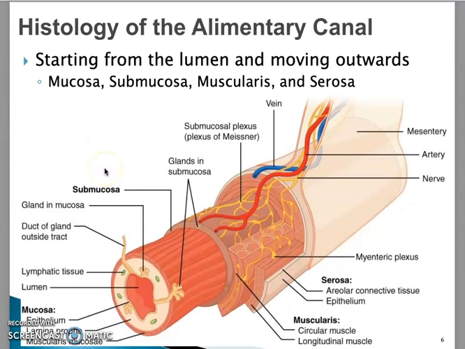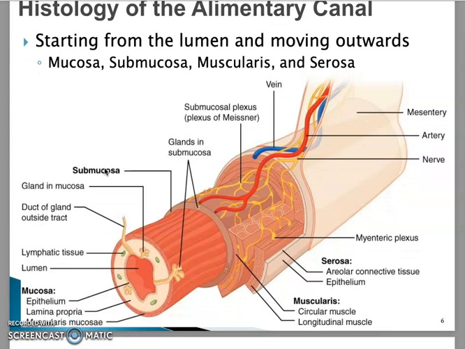So here is the actual histology of the alimentary canal. When we're looking at this canal, we're going to start from the lumen here. That is the middle portion of this smooth muscle of the GI tract. You're going to start from there and move outward. So here's the mucosa layer. From there you move to the submucosa, which is the layer beneath the mucosa. Then we have the muscularis, and then lastly is the serosa.